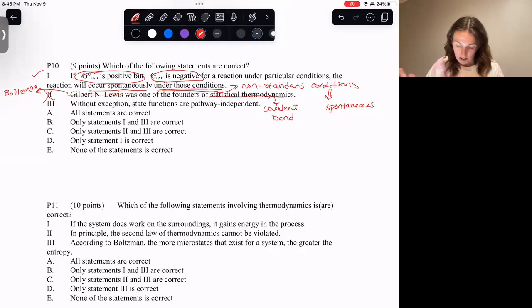And then 3, without exception, state functions are pathway independent. Is that true or false?